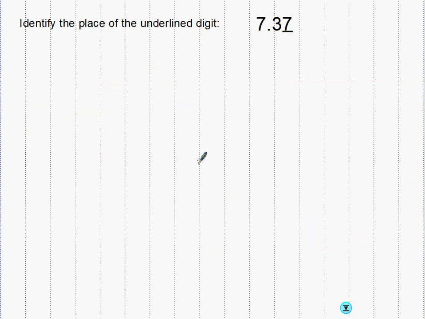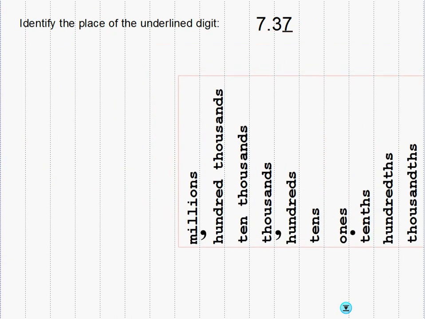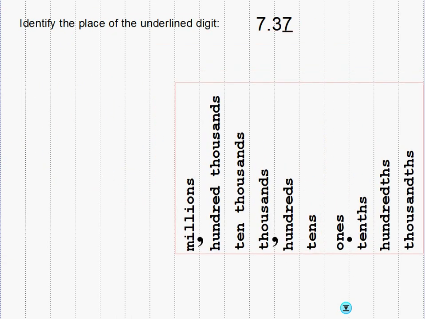All right, let's do another one. And we'll bring out a place value chart. And we'll copy our number, 7.37, or we would say 7 and 37 hundredths. Decimal goes on the line.